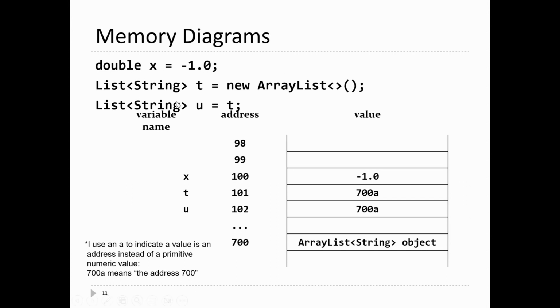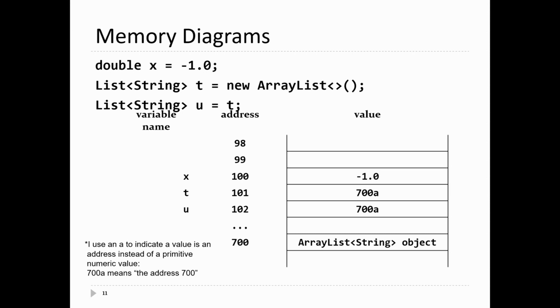When you write u equals t in Java or in Python, literally what happens is you take whatever the value of t is, so that's 700A, and store that in u. So u is also 700A. When you use u to access the list, you're accessing the same list that t refers to. In this picture, you've got one list object and 2 references to that list.